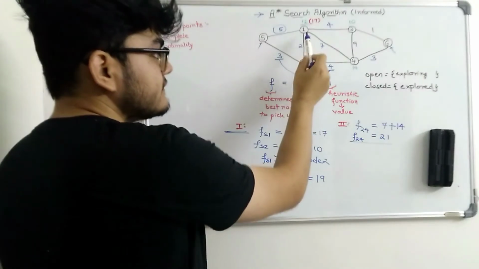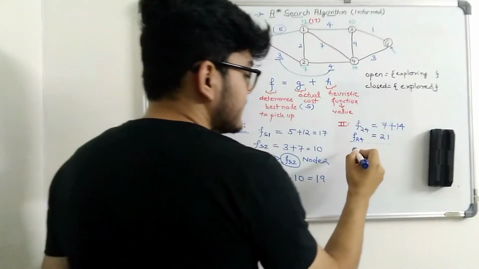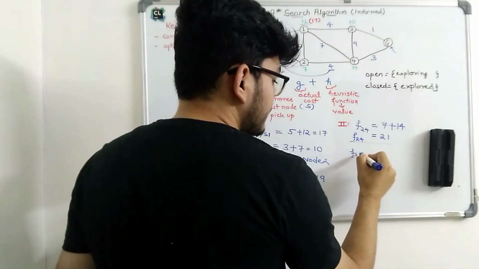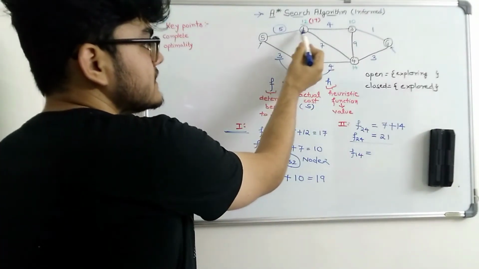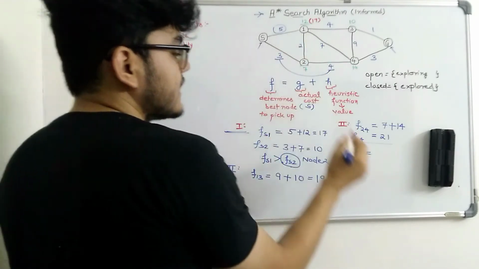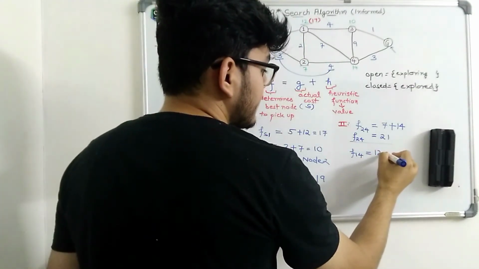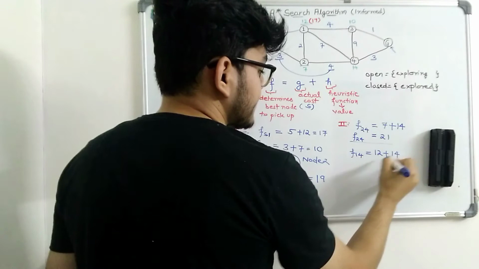Now let's see what is the value of f of 1 to 4. We need to calculate the value of g. g is 7 plus 5, which is 12, plus 14.